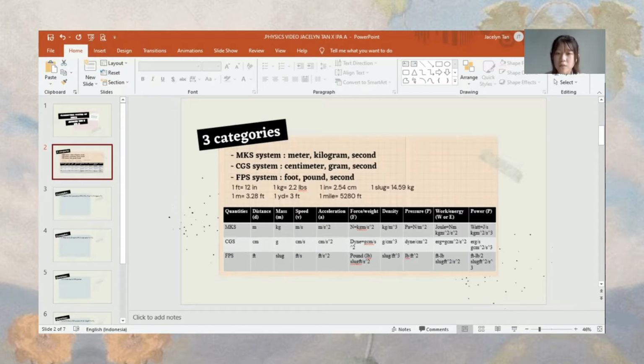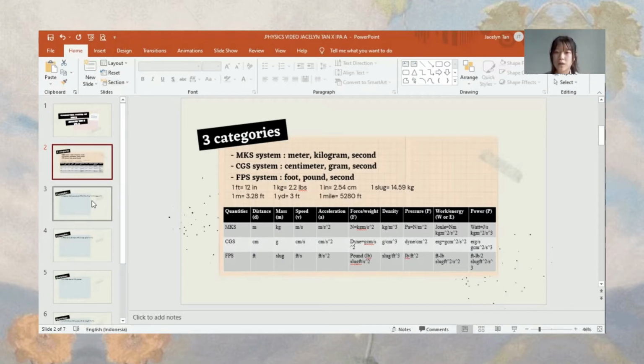So for the FPS form, distance is feet, mass is slug, speed is feet per second, acceleration is feet per second squared, force or weight is pound or slug feet per second squared, density is slug per feet cubed, pressure is pound per feet squared, work or energy is foot-pound or slug feet squared per second squared, and power is foot-pound per second or slug feet squared per second cubed.